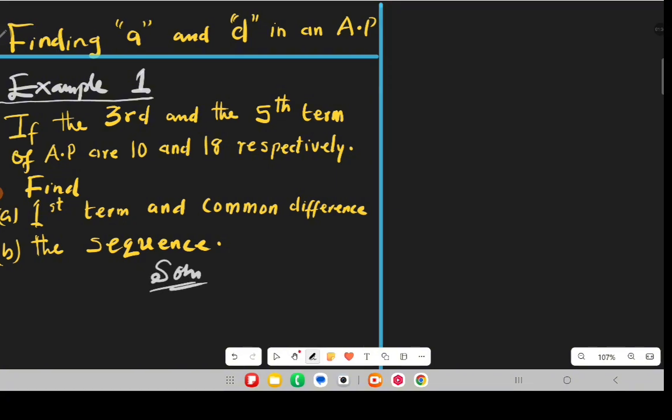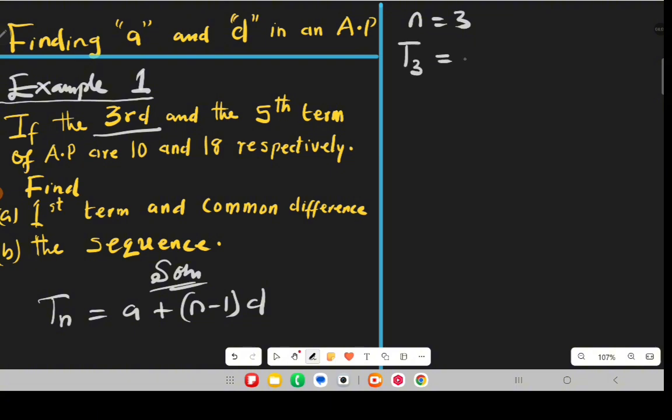Solution. We first write out the formula for finding a term in an AP. We have Tn equal to A plus (n minus 1) times D. From this formula, when n is 3, that is the third term, we have T3 equal to A, which is not given, plus (3 minus 1) times D, which is not given, equal to 10, because the third term is 10.